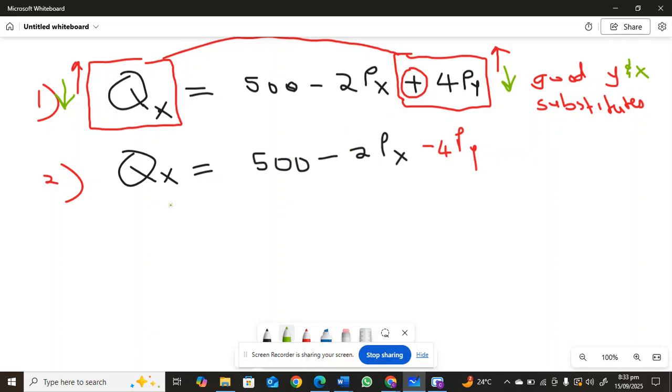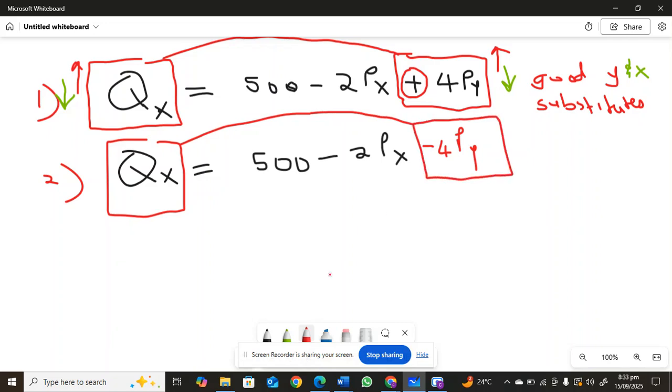Then if we come to the next demand function here at the bottom, all right, the quantity demanded of good X, and we're seeing its relationship with the price of good Y. Now here we have a minus sign, meaning if the price of good Y goes up, quantity demanded of good X is going to go down. So these are complementary to each other, right?